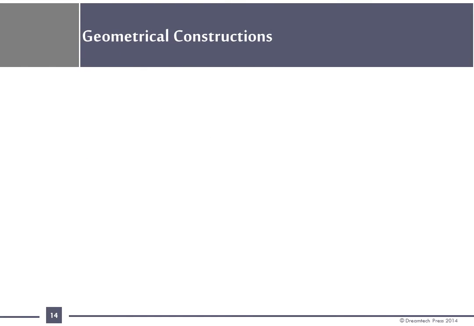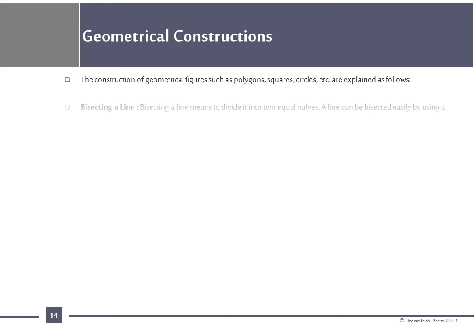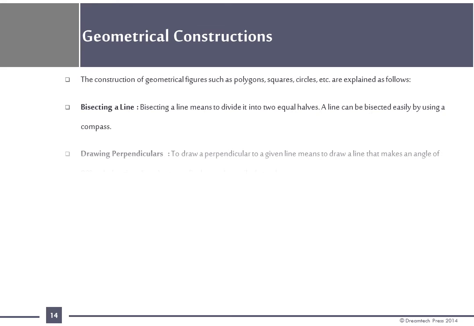Geometrical constructions. The construction of geometrical figures such as polygons, squares, circles, etc. are explained as follows. Bisecting a line. Bisecting a line means to divide it into two equal halves. A line can be bisected easily by a compass.